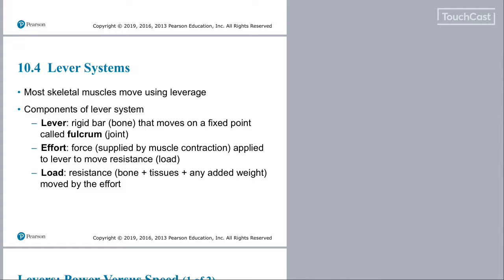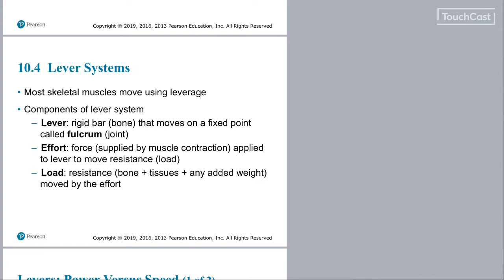Hi everyone, today we are covering section 10.4 on the lever system. Our objectives are to define a lever and how a lever operating at a mechanical advantage differs from one operating at a disadvantage, and to name the three types of lever systems and identify the effort, fulcrum, and load in each, and what type of activity each is best for.